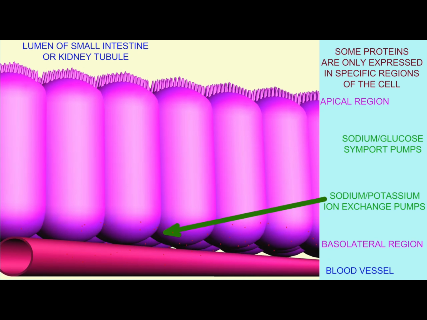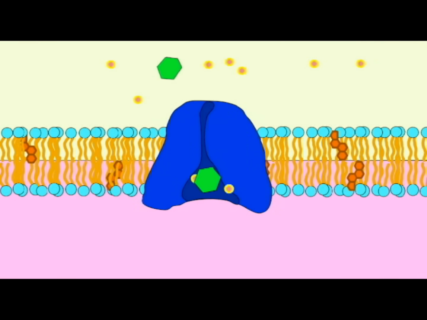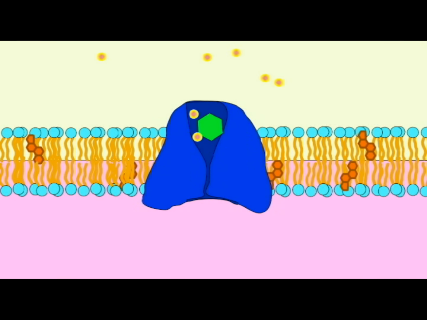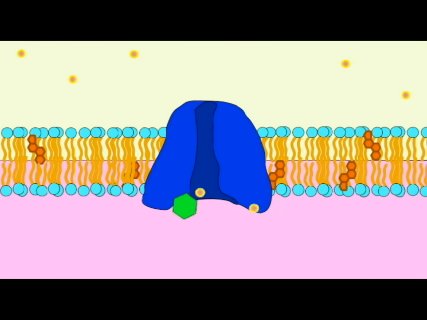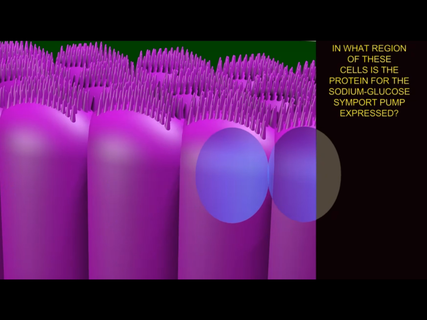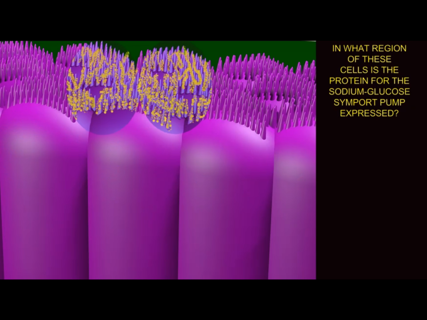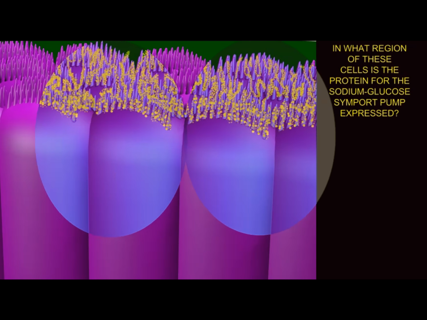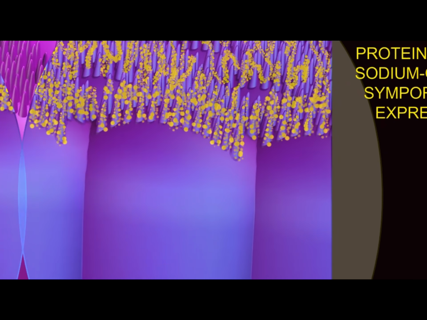vessel. In contrast, the apical layer of the cell, that which faces the lumen of the small intestine or kidney tubule, can express sodium glucose symport pumps. Given that the first pump, the sodium-potassium ion exchange pump, establishes a gradient where sodium is now moving from the tubule cell into the blood vessel.